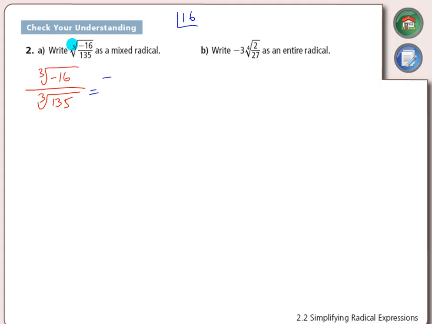So start by dividing by the first prime number, 2. 16 divided by 2 gives me 8. Divided by 2 gives me 4. Divided by 2 gives me 2. Divided by 2 gives me 1. Work it all the way until you get to 1.